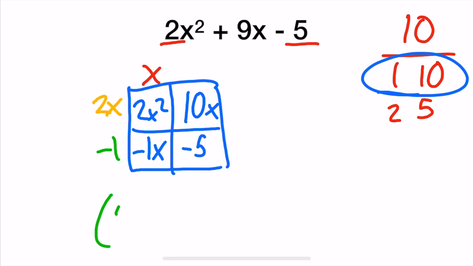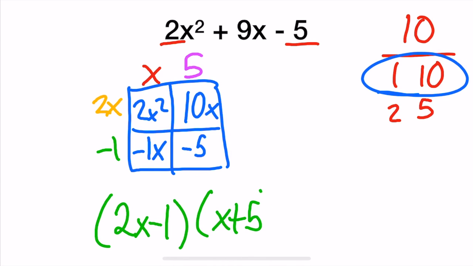So one of our factors is 2x minus 1. Now we have to deal with our other one. 10x and negative 5, our common factor is, in fact, 5. And we can confirm this by going x times negative 1 is negative 1x, 2x times 5 is 10x, and negative 1 times 5 is negative 5. So our final factor would be x plus 5.